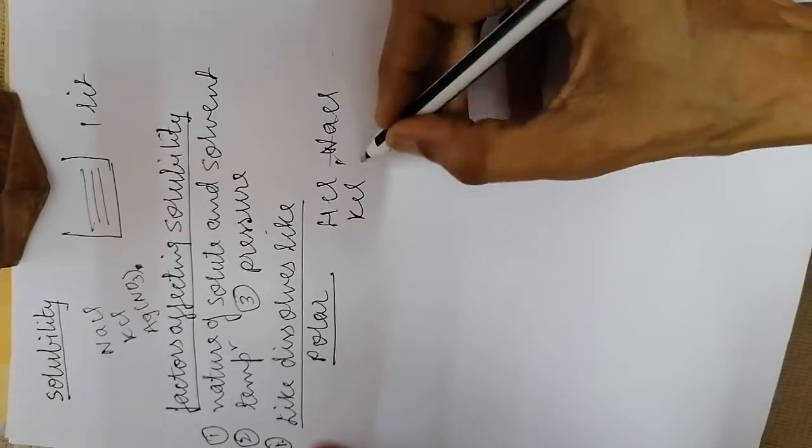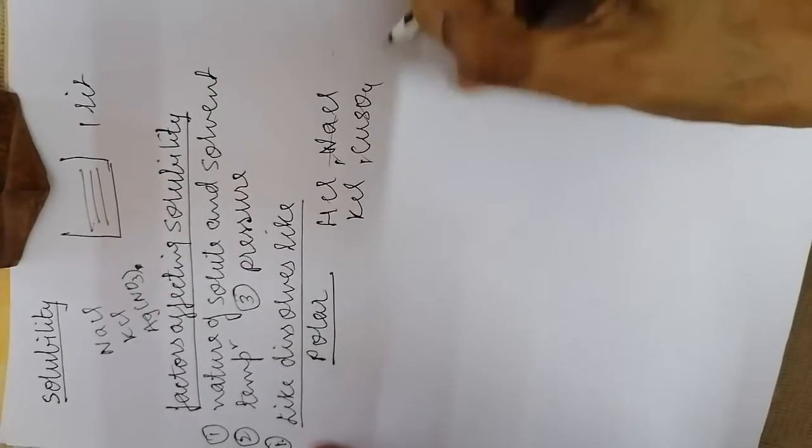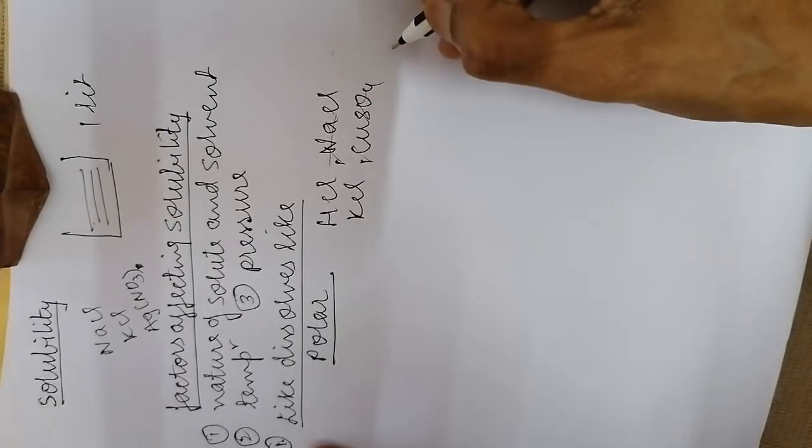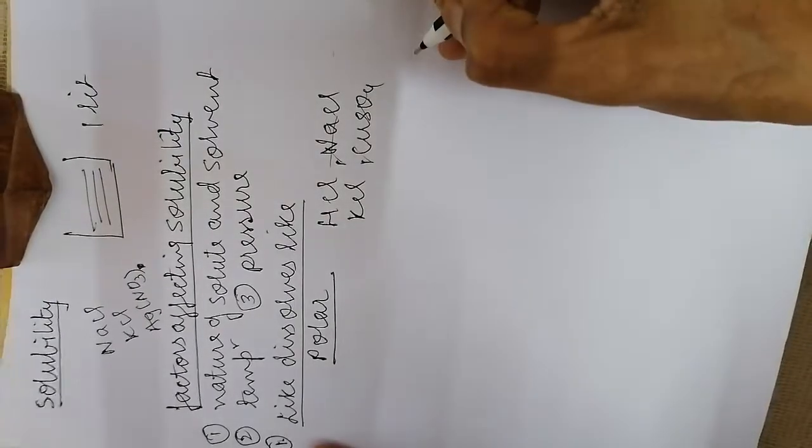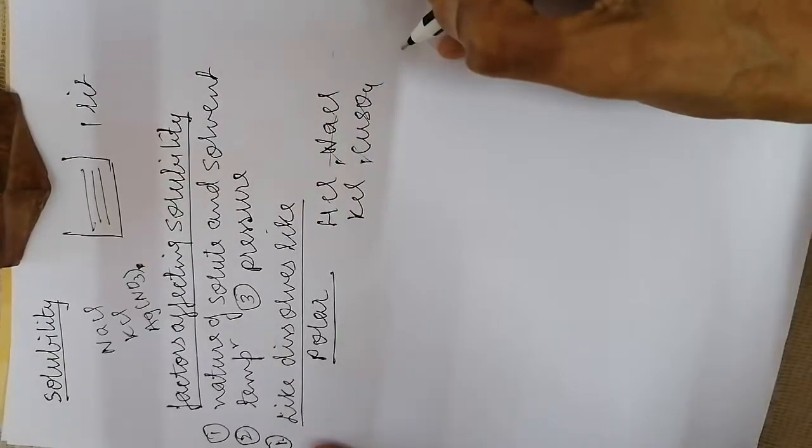So these are polar solutes: copper sulfate, silver nitrate. Because they dissociate in water, so they are polar. They have a difference in electronegativity, so they are polar.